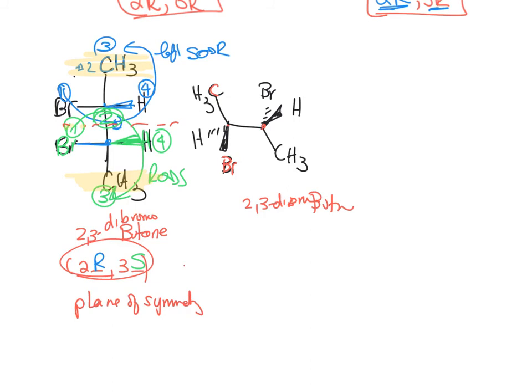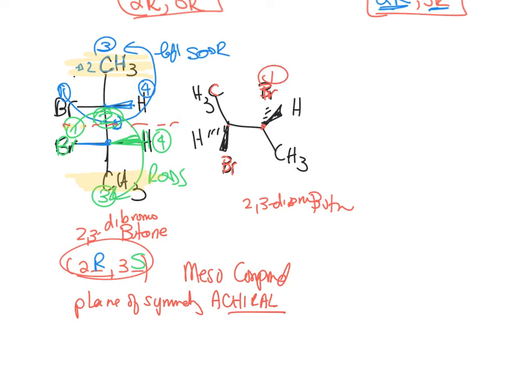Okay, so this is a meso compound. So this one here is a meso compound. What that means is there are two or more chirality centers, but this molecule is achiral. I would still go ahead and go through this and do this enantiomer here to see how they're related to each other.